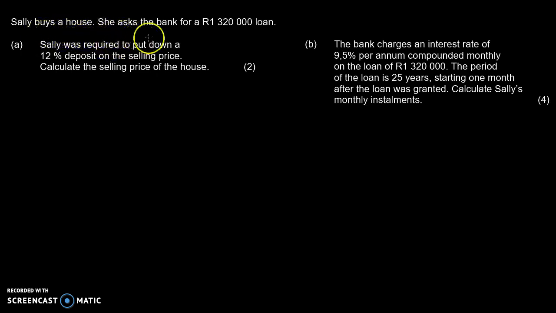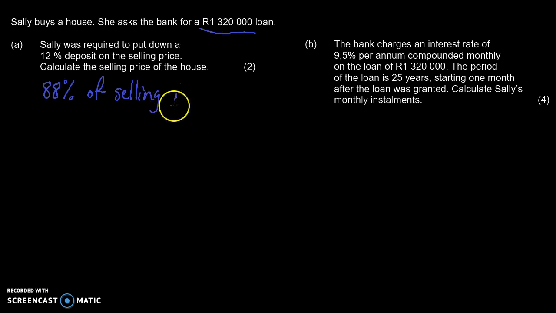Sally buys a house. She asks the bank for a 1,320,000 Rand loan. Sally was required to put down a 12% deposit on the selling price. Calculate the selling price of the house. And we have to be careful with this. We know that the loan was for 1,320,000, but we also know that she's already paid 12% of the house value, which means the loan is for how much? Well, it's for 88% of the selling price.